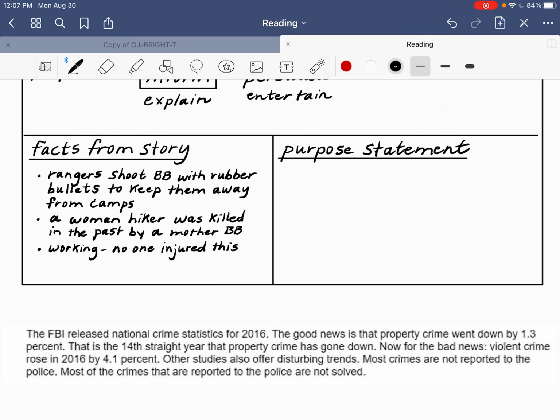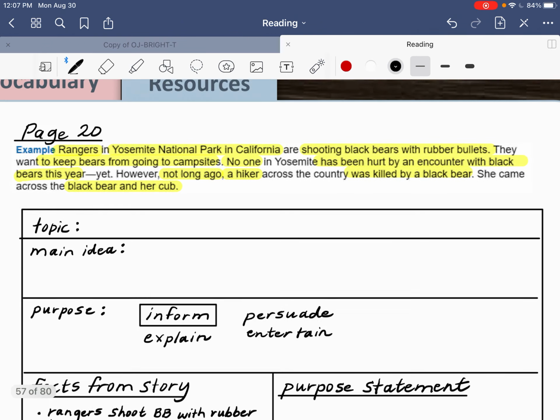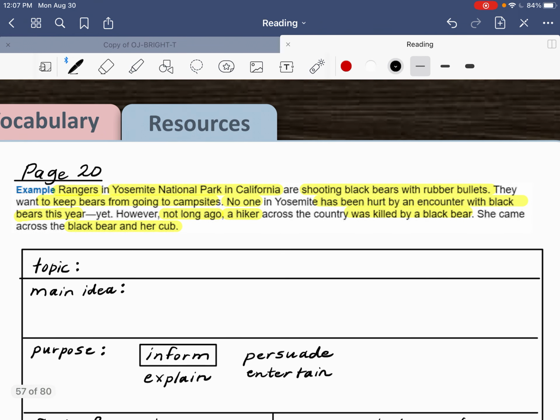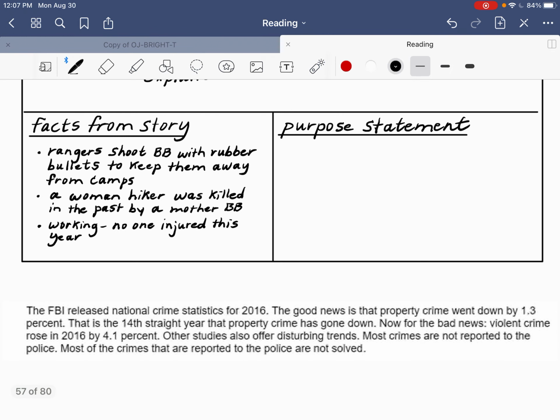Is the author certain that the rubber bullets will work? Does this author believe that the rubber bullets are enough? No, because he or she says no one has been hurt yet. So the author is suggesting that maybe it's worked so far, but it may not continue to work. It is not a guaranteed solution. So I'm going to add that in here. It is not a sure thing.